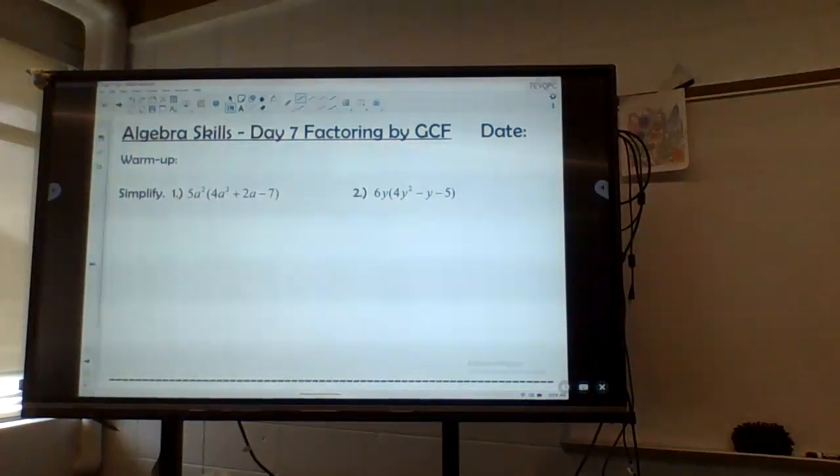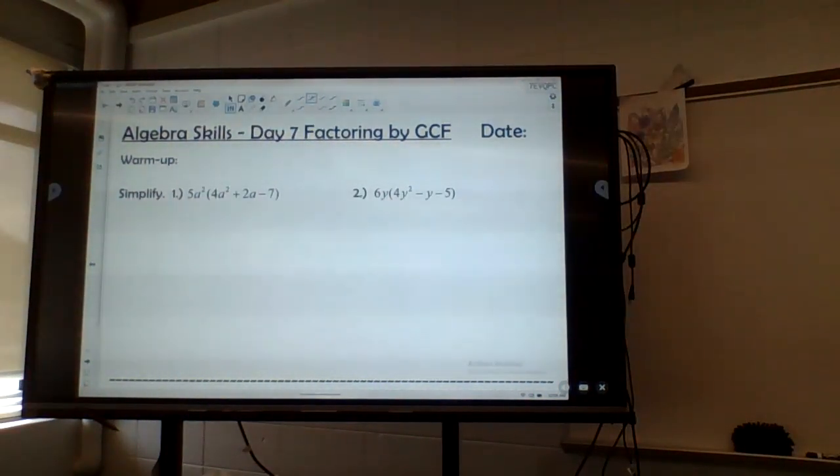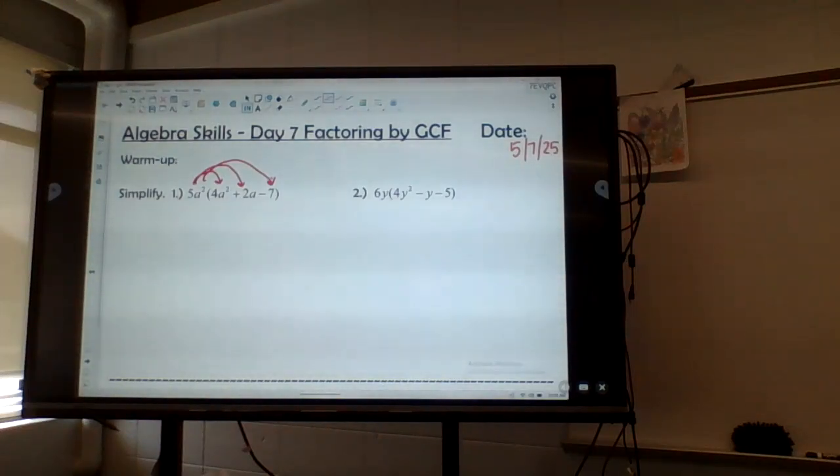So for distributing in, we're multiplying into the parentheses. And so when we factor by a GCF, we're just doing the opposite of that. So I'm multiplying, and again, this was on our last test, the test you guys just took yesterday.